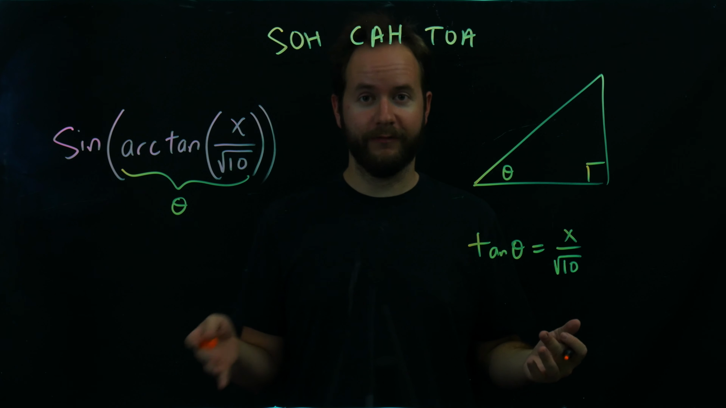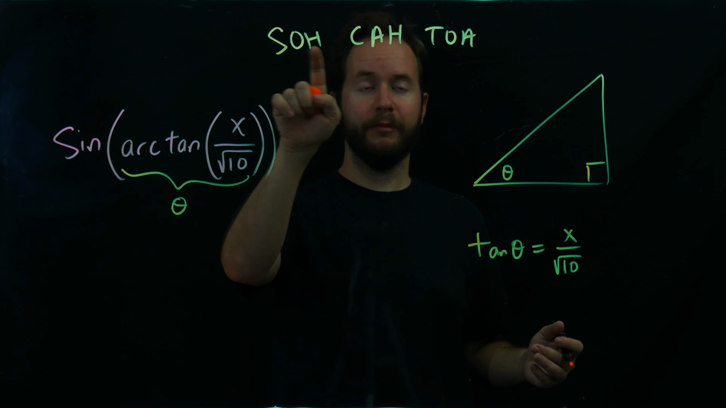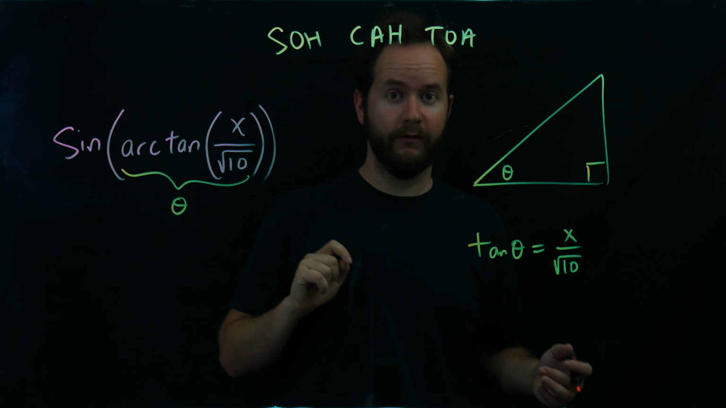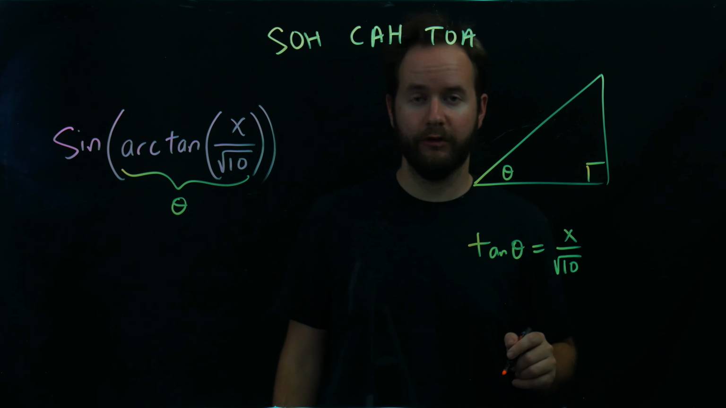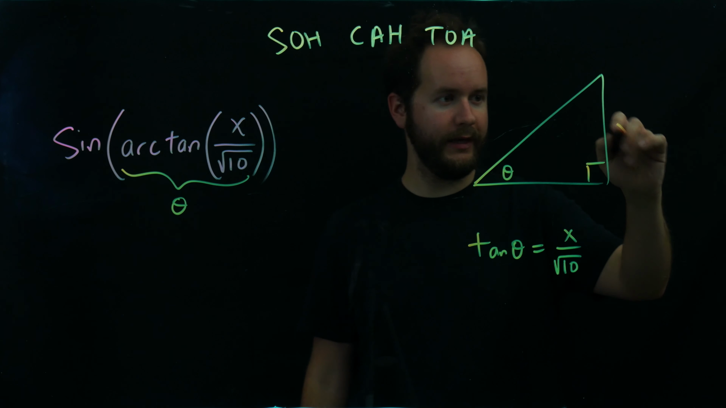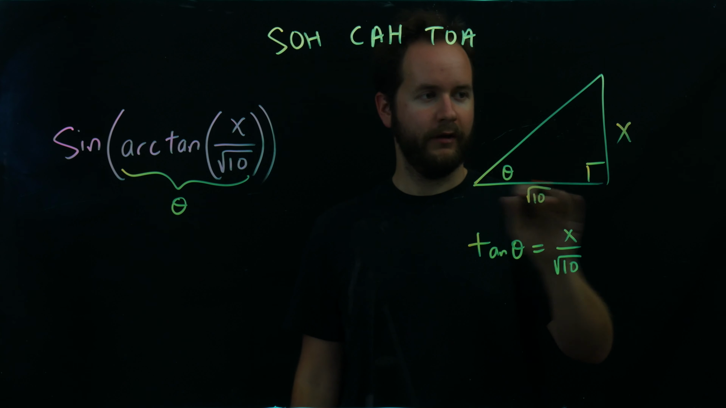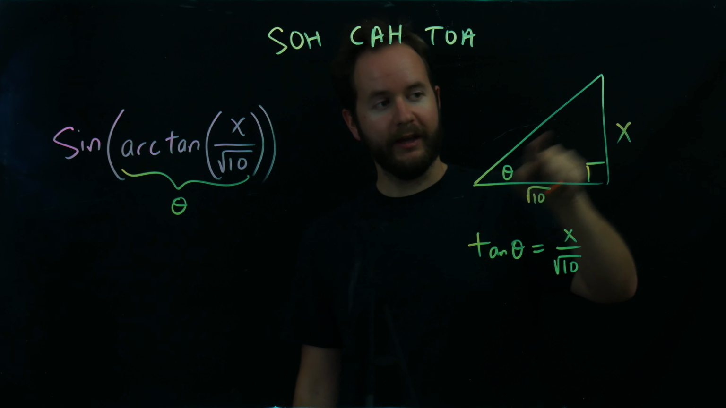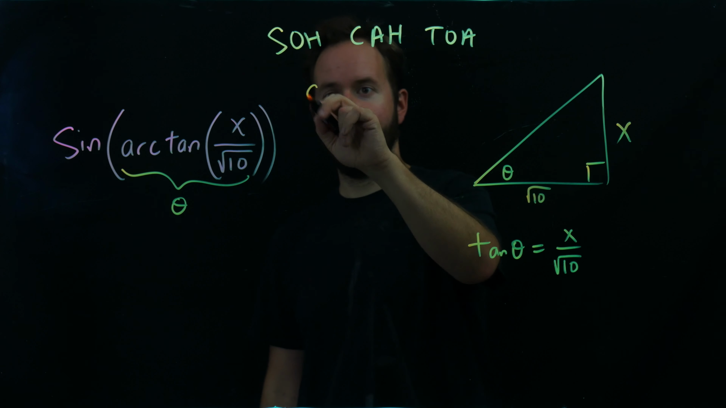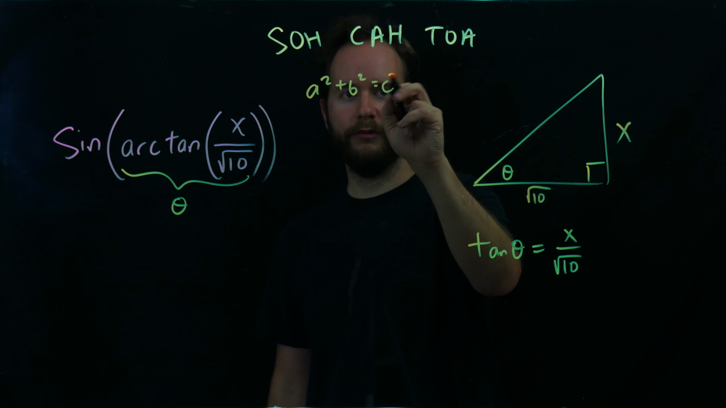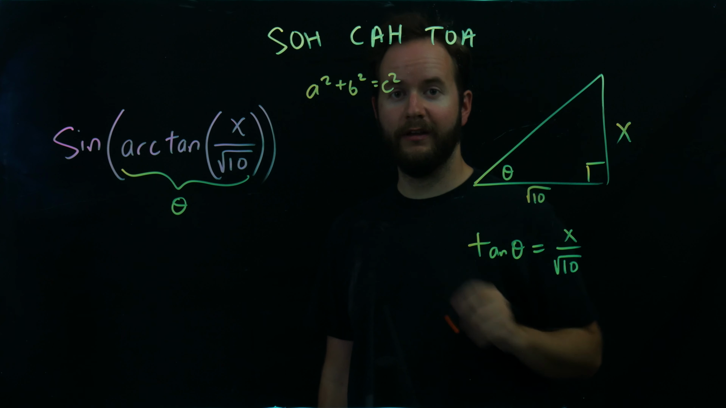SOHCAHTOA is also just fine. So sine is opposite over hypotenuse, cosine is adjacent over hypotenuse, and tangent is opposite over adjacent. So opposite the angle would be x over adjacent, so over square root of 10. That means these are the sides as they need to be, and then we can get the hypotenuse using the Pythagorean theorem. We know that a squared plus b squared equals c squared for the sides of a right triangle where c is the hypotenuse.